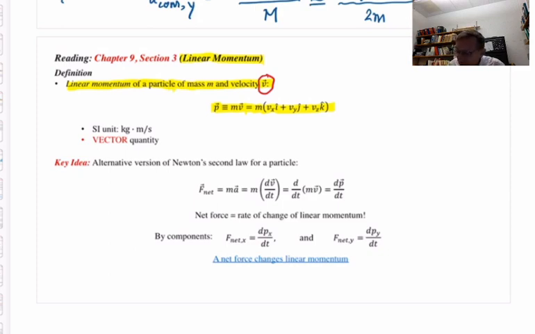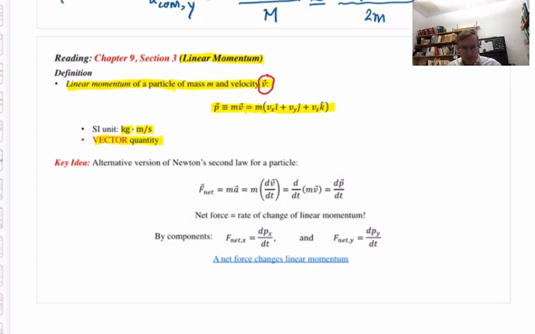The SI unit of linear momentum is the unit of mass, kilogram, times the unit of velocity, meter per second. Kilogram times meter over second. And note that unit does not have its own name. It's just kilogram meter per second. But yes, linear momentum is a vector. Components. Okay? All right.